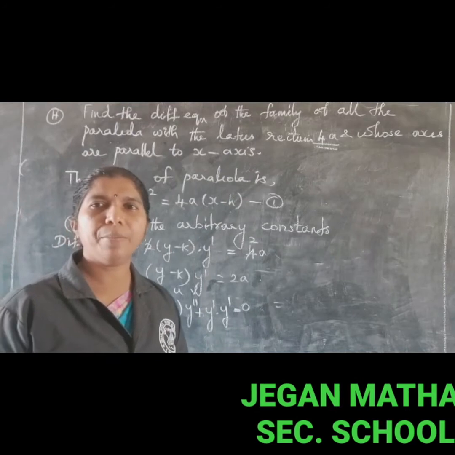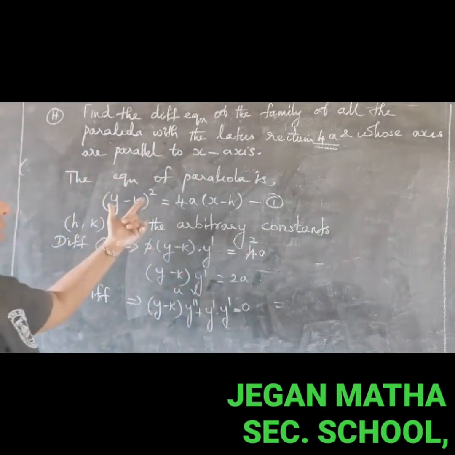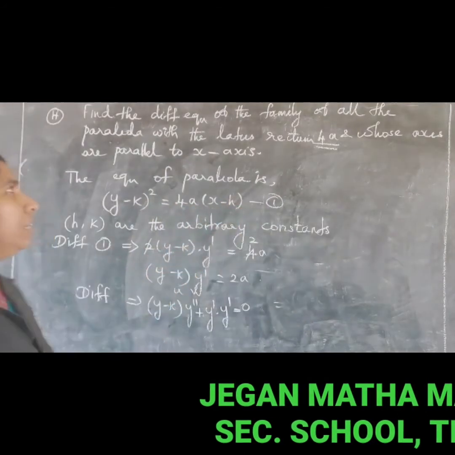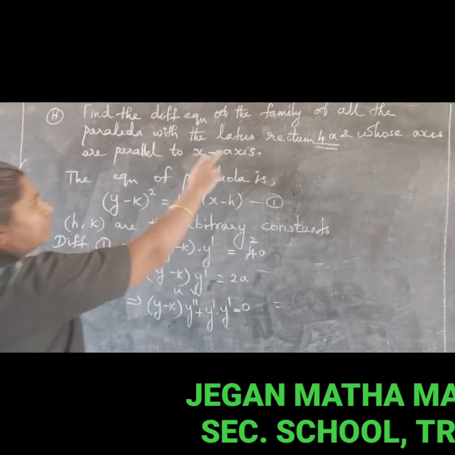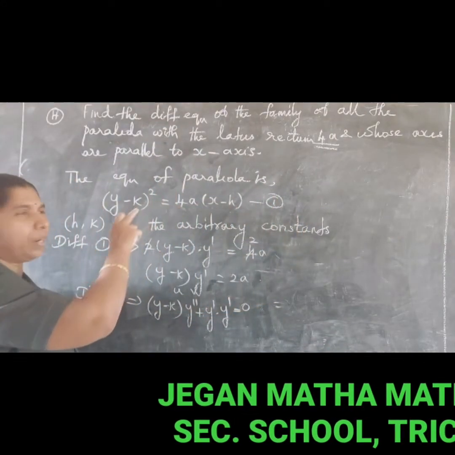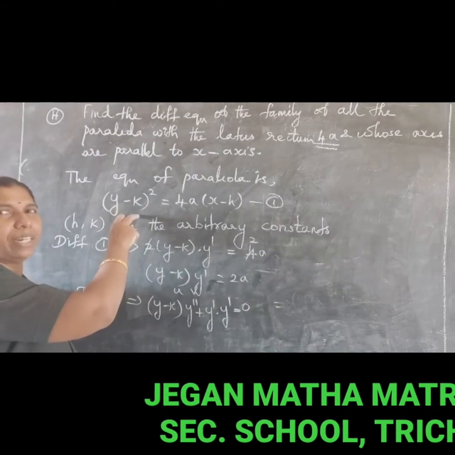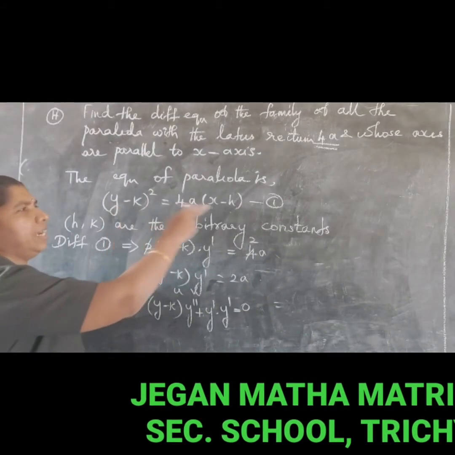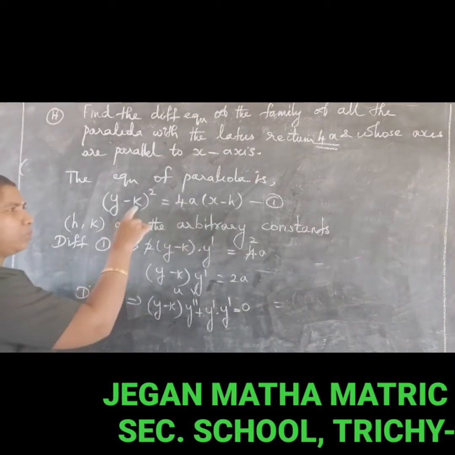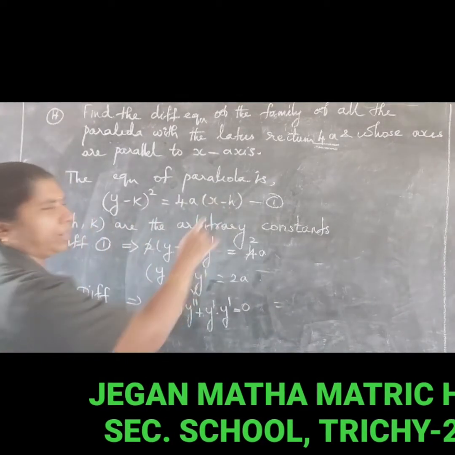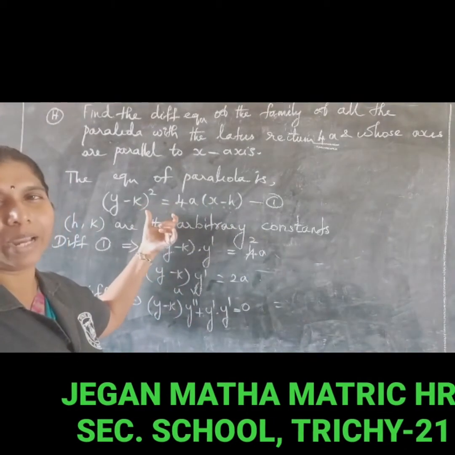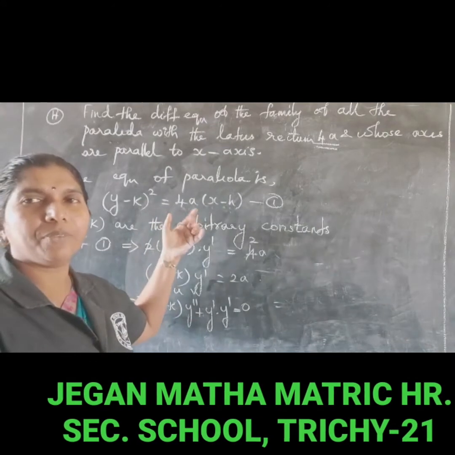So here this can be written as y minus k the whole square is equal to 4a into x minus h. The question we are having is parabola with the latus rectum 4a, so 4a is also fixed. So from this equation you can identify the constant. h and k are the arbitrary constants. So we want to eliminate only h and k from this equation. Since two values we want to eliminate, we have to differentiate twice.